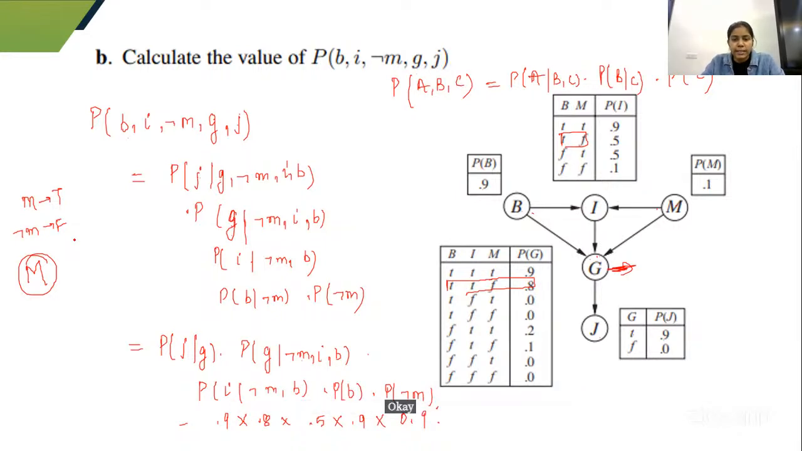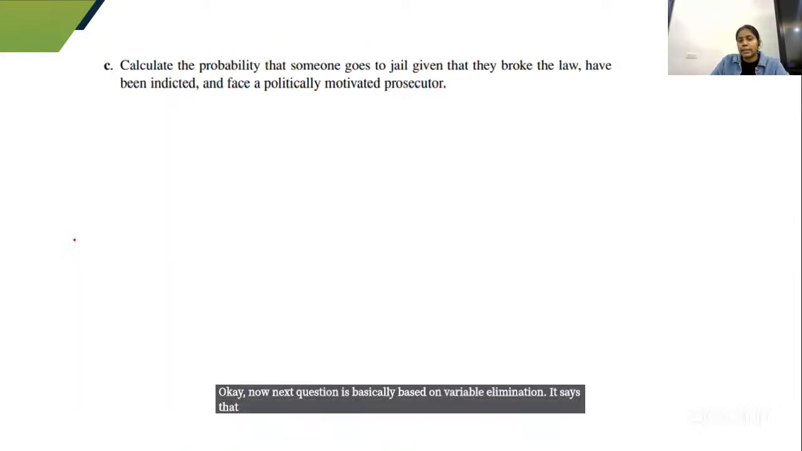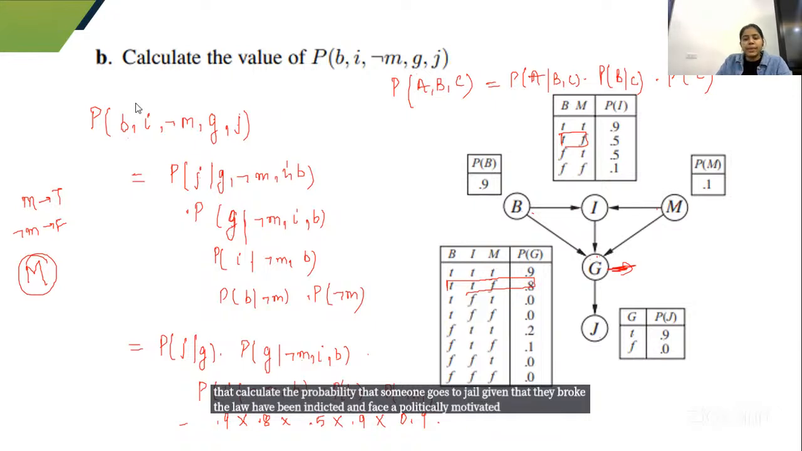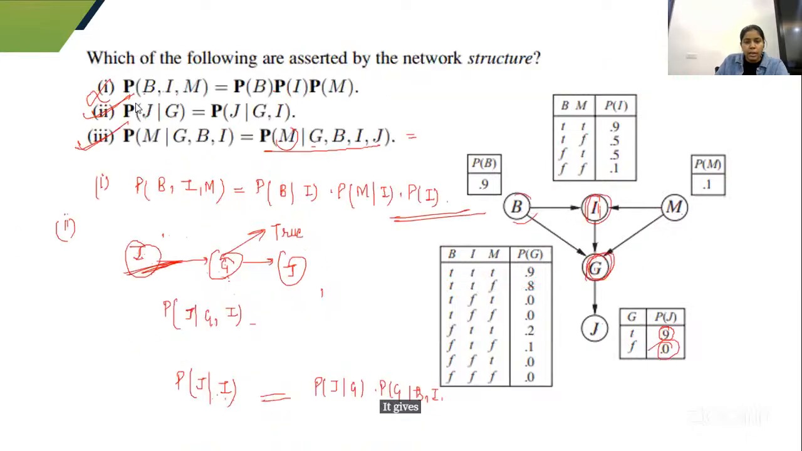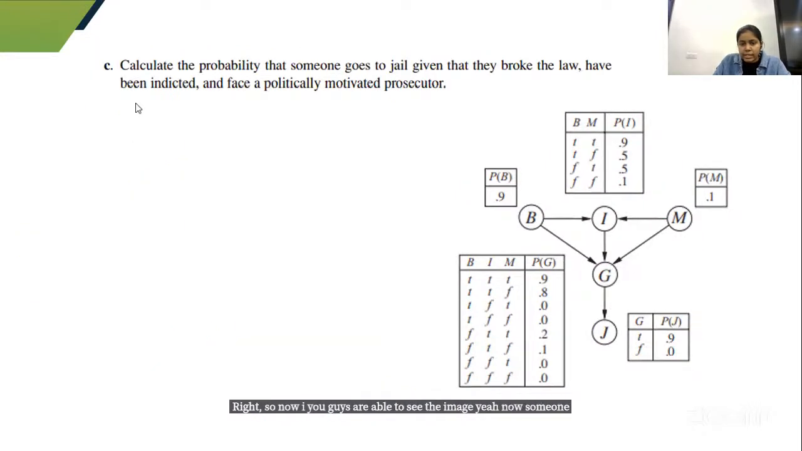Okay, now the next question is based on variable elimination. It says to calculate the probability that someone goes to jail given that they broke the law, have been indicted, and face a politically motivated prosecutor. So basically, this B, I, M, G, J here represents, J is given, goes to jail. Let me just copy this diagram. Just a minute, on the next page. Right. So now I assume you guys are able to see the image. Yeah. Now, someone goes to jail. That means they are talking about capital J.